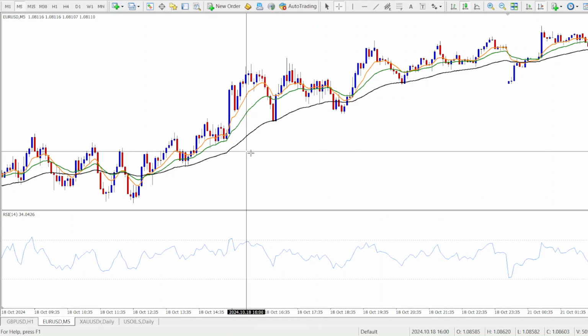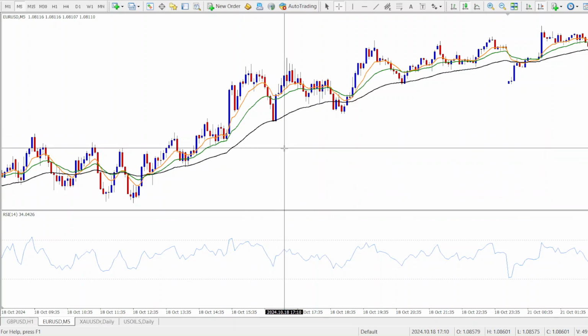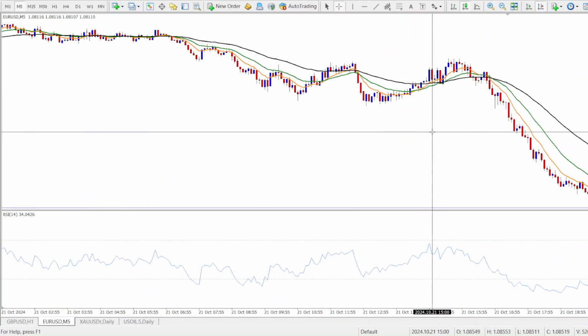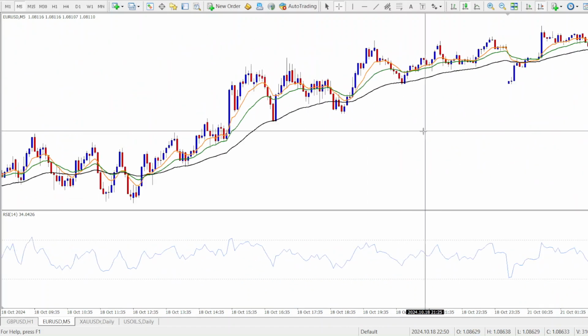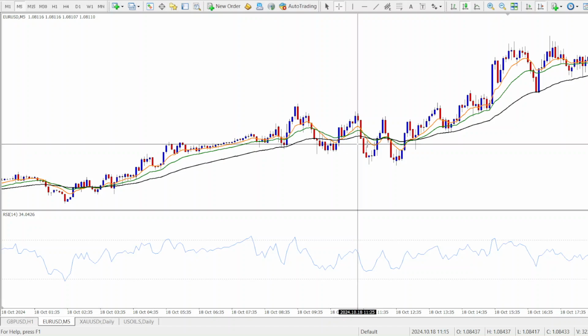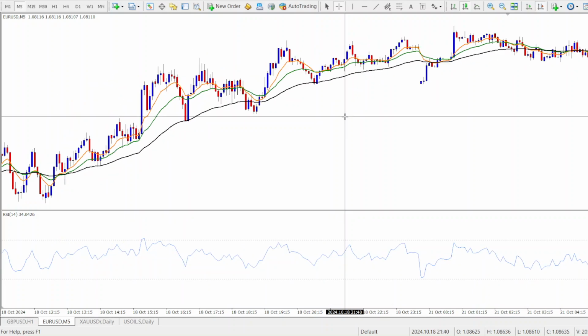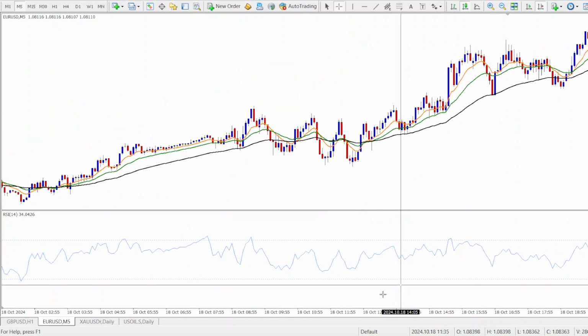Okay. Now, as for setting stop losses, ideal places to set your stop loss are below the previous swing low for a buy trade and above the previous swing high for a sell trade. And then as for your take profits, you can decide to set them at the nearest support or resistance zones. And then you can also confirm your take profit levels using the RSI.